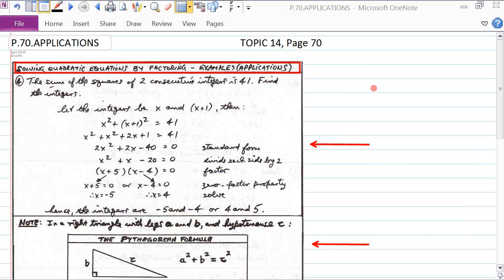So we're on page 70. We're going to continue with examples, and we're going to actually do examples which involve applications of using quadratic equations. So we're going to do this example number 4 here.